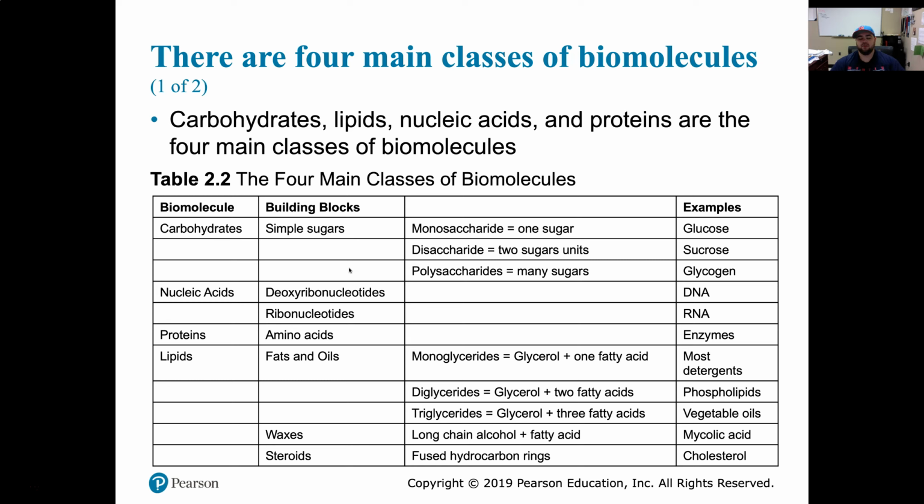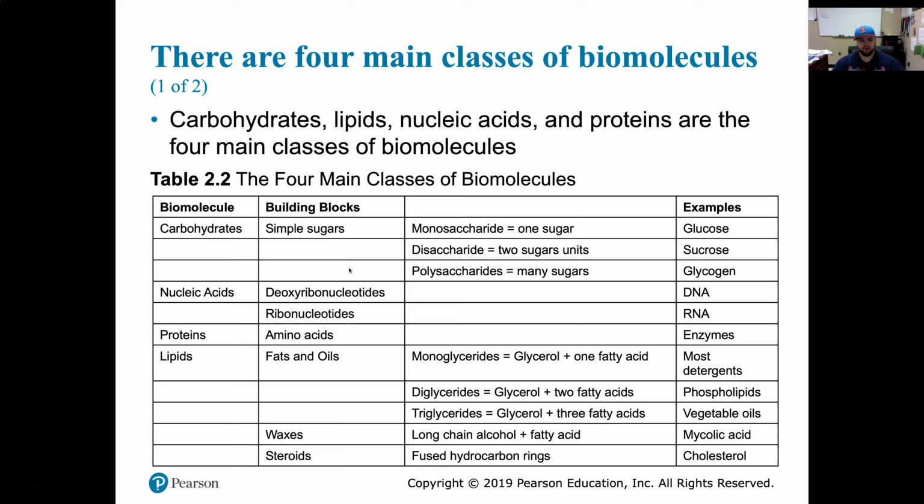And then lipids don't necessarily have an official monomer. We could technically say the building blocks are fats and oils, which is correct, but they don't have monomers in the true sense of individual pieces that build together to build a larger something.